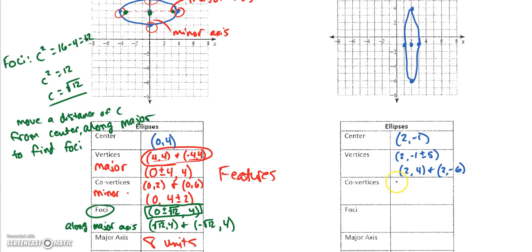Covertices, I move left and right. So that affects the x value from my center. I was adding and subtracting 1, right? So that really gets me 3, negative 1, and 1, negative 1.